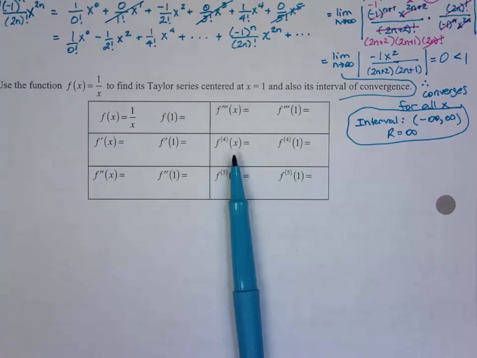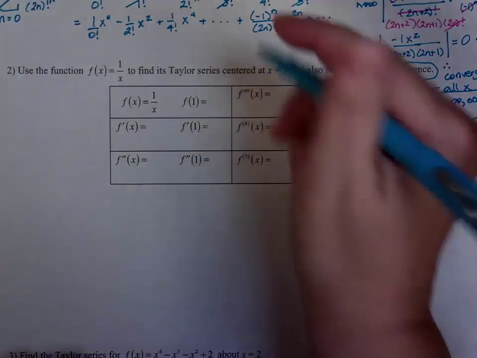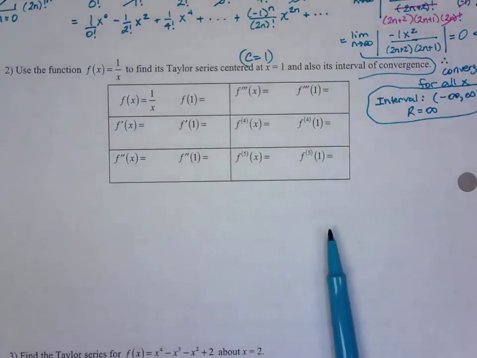All right, so now let's look at number 2. Use the function f of x equals 1 over x to find the Taylor series centered at 1. So that means that c equals 1. C didn't matter in the last problem because it was negative infinity to infinity. But it will in this one. It's going to matter.